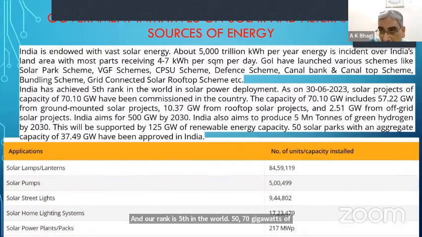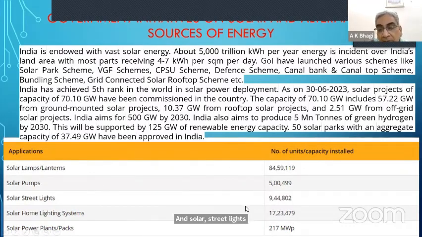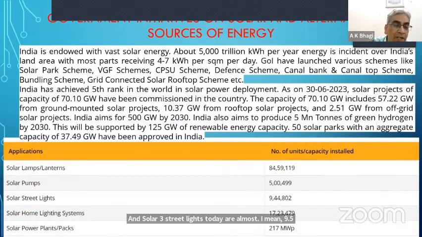You go to Haryana, you will find most of the pumps are now being run through solar energy. That is not the case with Punjab or elsewhere. So it's a good beginning that is taking place. And solar street lights today are almost 9.5 lakhs. The solar home lighting system has now reached some 17 lakhs, although a lot is to be done.